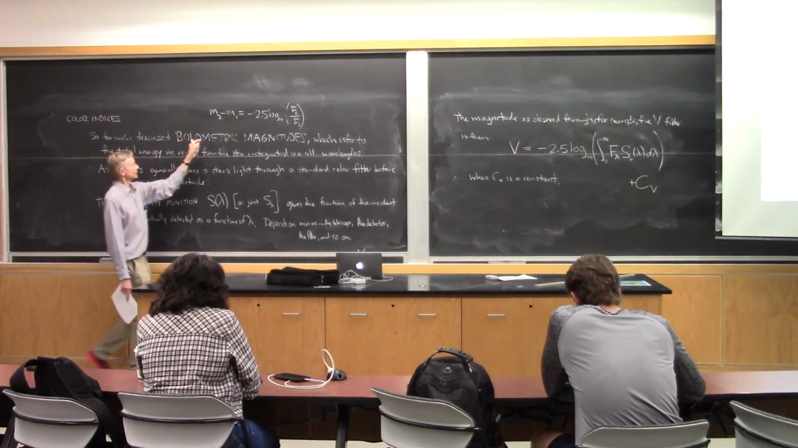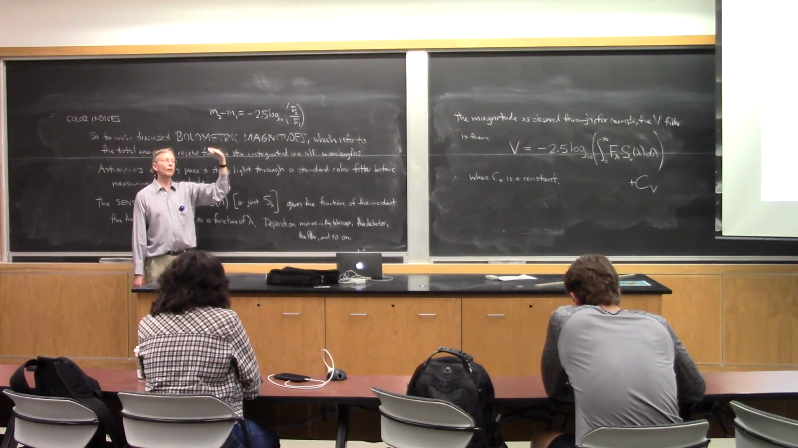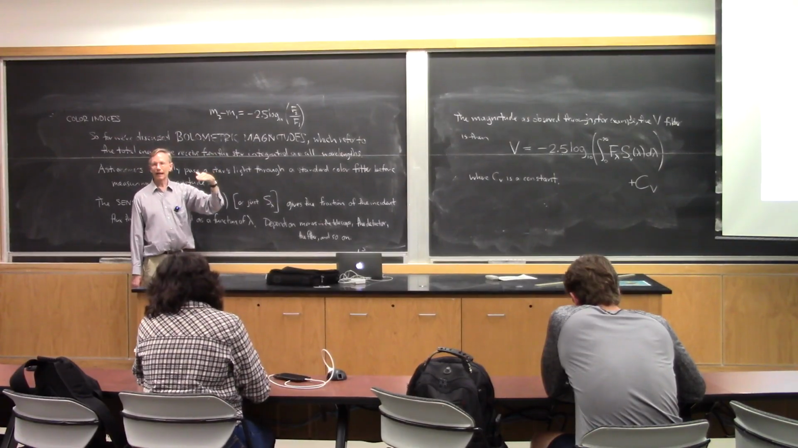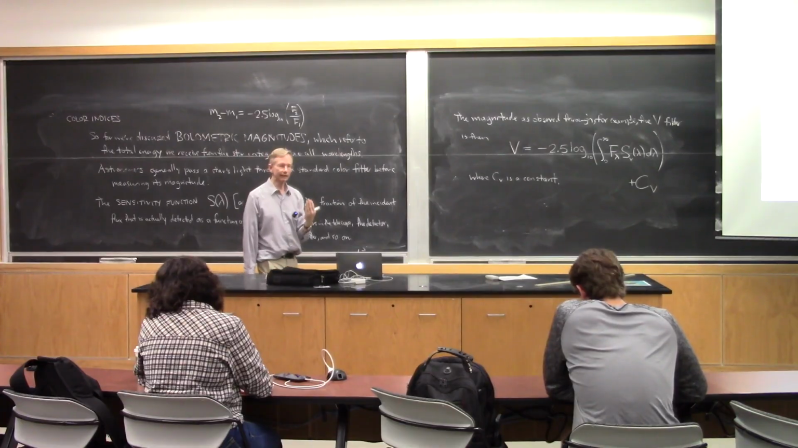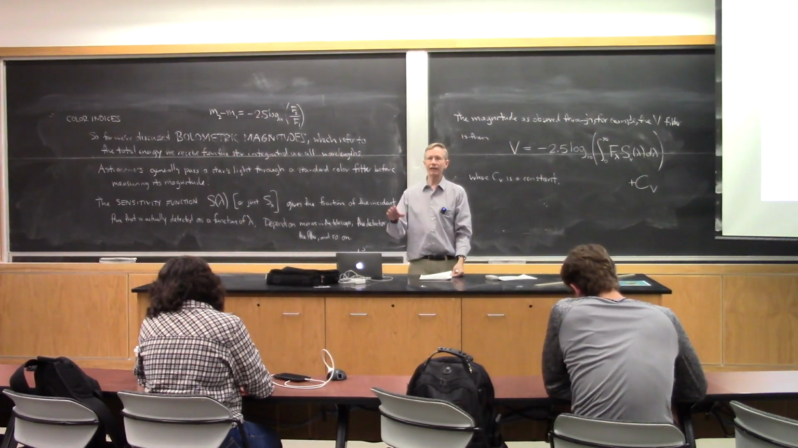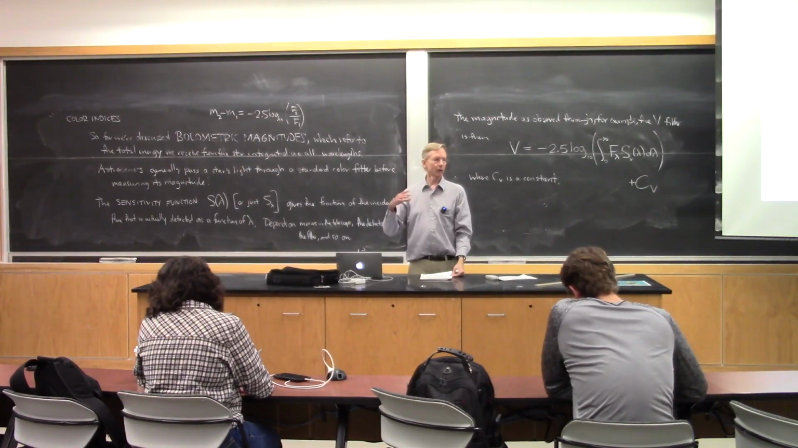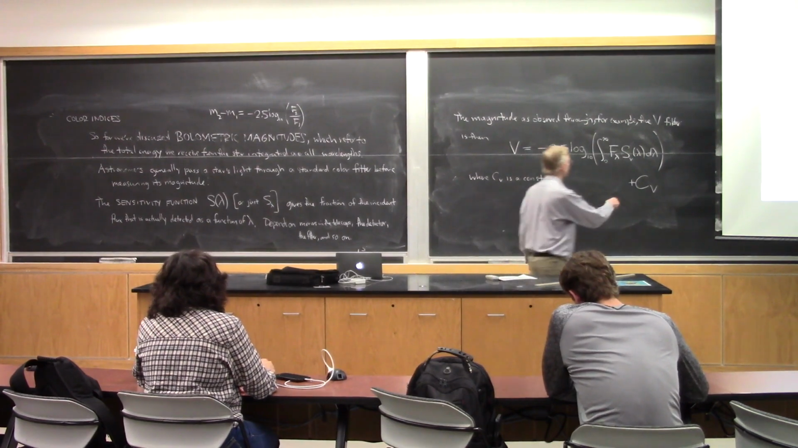But this only tells us the difference in the magnitudes. It doesn't tell us what either magnitude is. And so we have to have a 0 point. For each type of filter, we have to have some definition of, okay, what is 0 magnitude through that filter? And that's where this constant comes in.